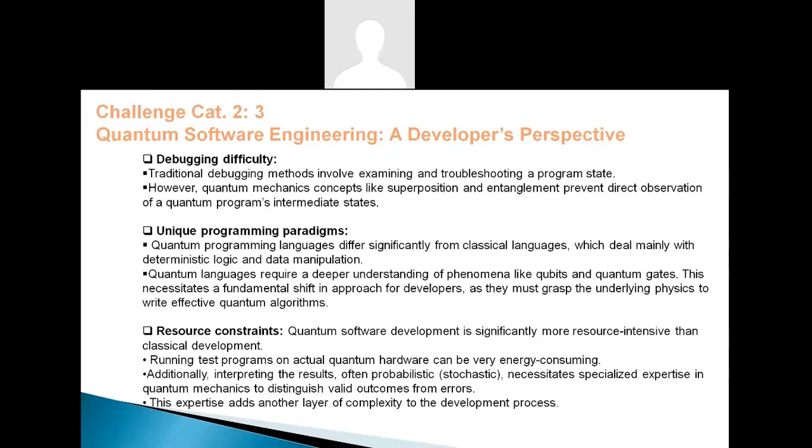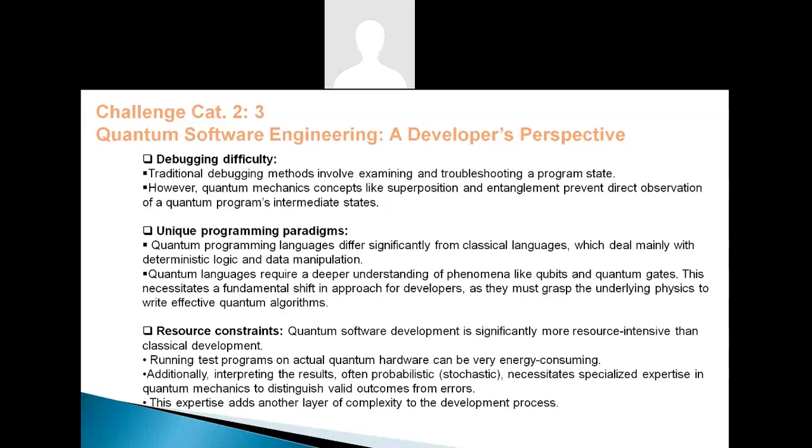Okay, next one is a unique programming paradigm. Quantum programming languages differ significantly from other languages like C or C++. Those deal mainly with logic, and that logic is based on mathematics, while here the logic comes from physics. That's why quantum languages are very different from classical languages, because they use qubits.